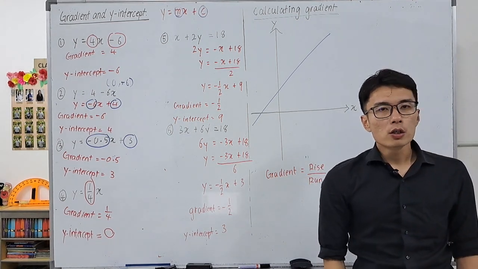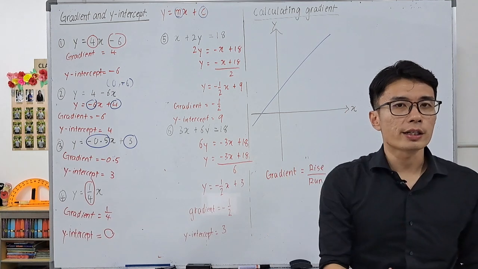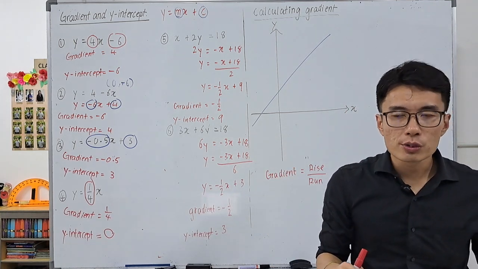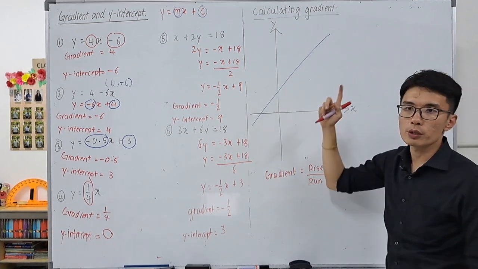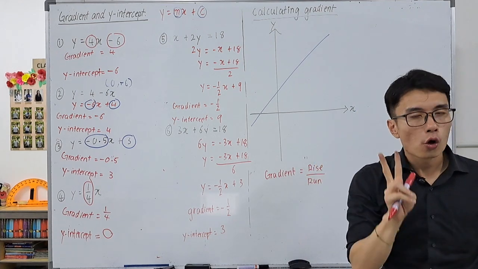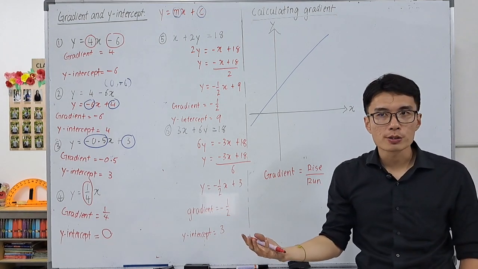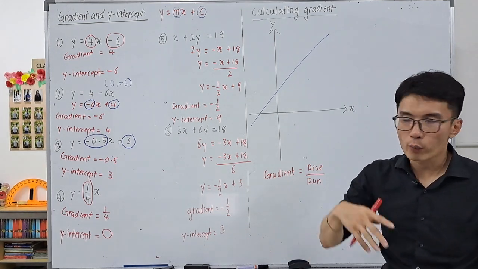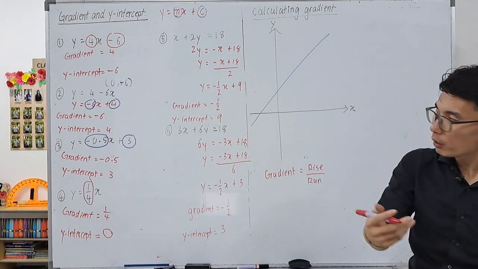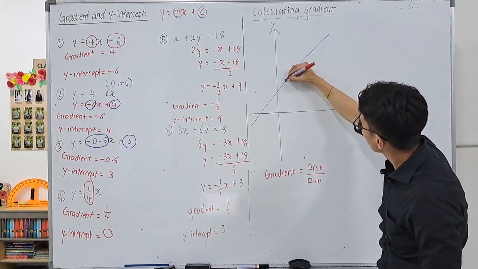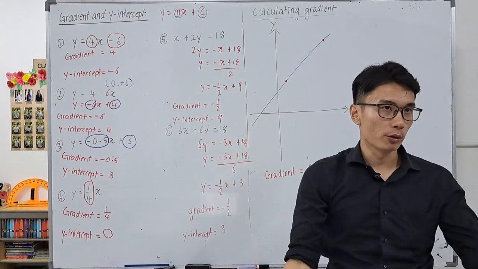Now, to calculate gradient, there is one more piece of information you need, which is the coordinates. And the number of coordinates you need to calculate the gradient is only 2. From this blue line, all you need to do is choose 2 coordinates. It doesn't matter how near or how far the points are. You will still get the same answer. I will show that when I do a working example for you later. But for now, let's just pick these 2 points, to understand how the formula works first.